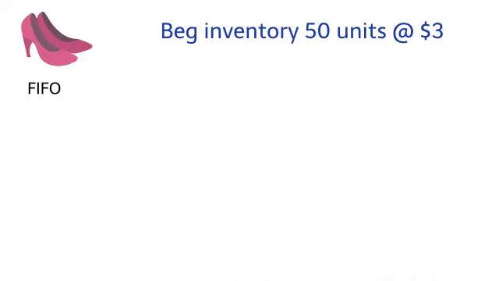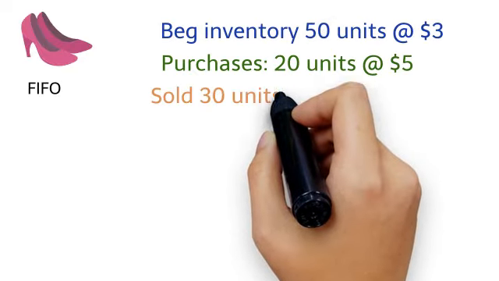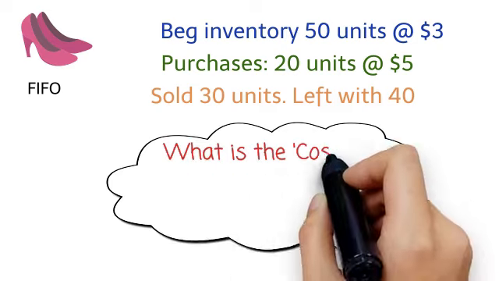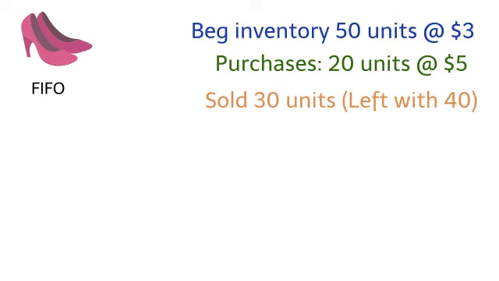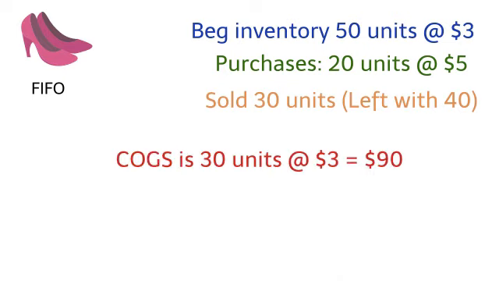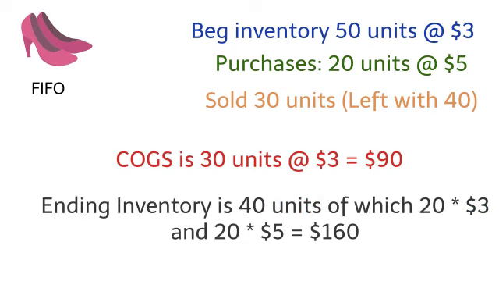Let's use FIFO now. Same beginning inventory and same purchases. Just remember that with FIFO, what we bought first is the first to be sold. COGS are 30 at the first purchase costing of $3, totaling $90. Ending inventory will be the remaining 20 at $3 and the 20 at $5, totaling $160.